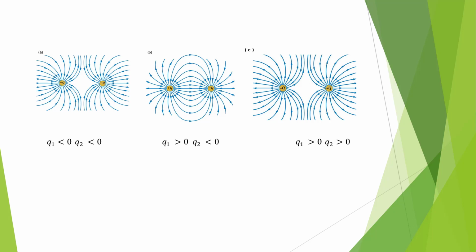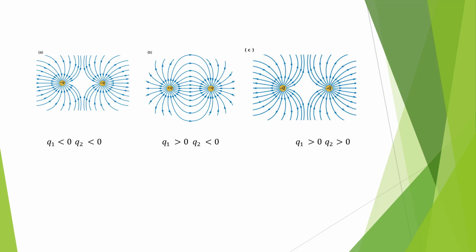While in the second figure, the electric field lines due to dipole are shown here. So in the case of dipole, the direction of electric field line is from positive to negative. In the third figure, electric field lines for two identical positive charges are shown here. Q1 is greater than 0 and Q2 is greater than 0. It means both are positive charges, and the direction of electric field line is outwards.